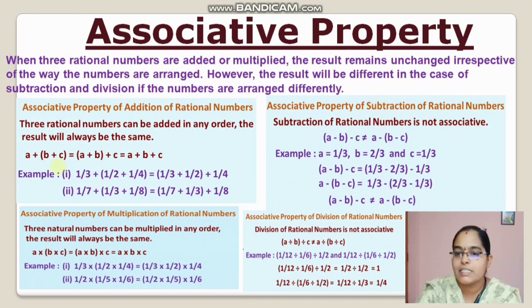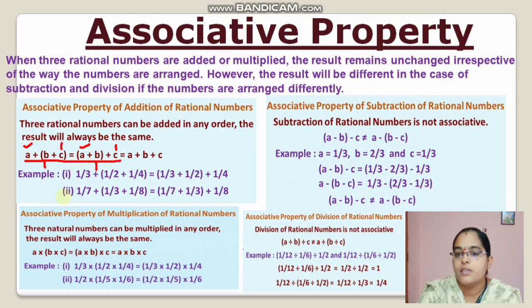See, here we are not changing the order, we are just changing the brackets. Associative property is nothing but (a + b) + c = a + (b + c). See here, the first number is a in both cases, the second number is b only, and the third number is c only. I am not changing the order. What is the difference? Only the brackets changed.